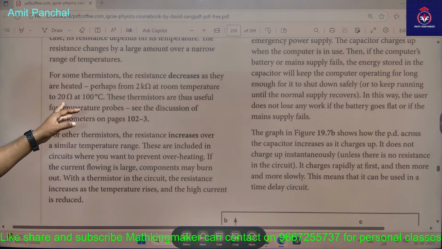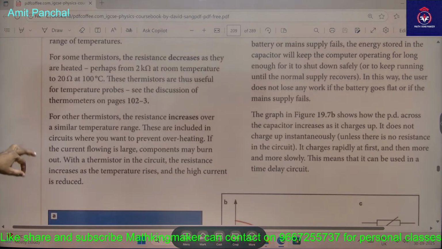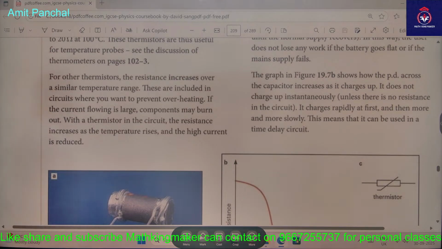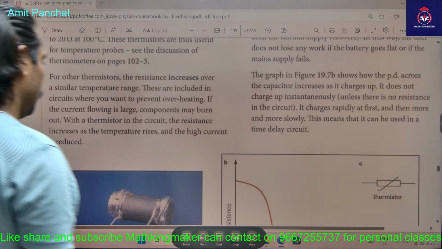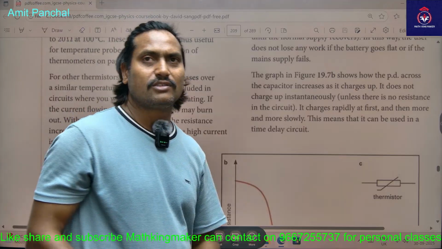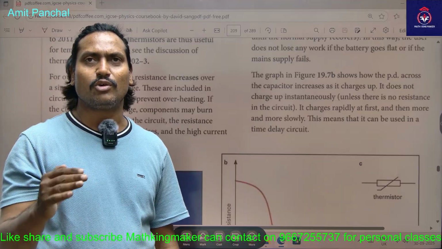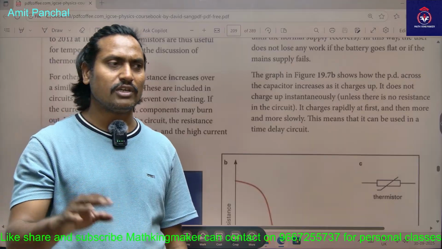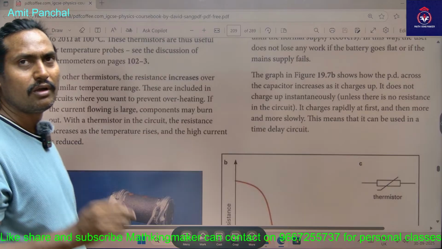So 20 ohm at 100 degrees centigrade, these thermistors are thus useful for temperature probes. See the discussion of thermistor on page number. For other thermistors, the resistance increases, like in your AC, thermistors are used. As the temperature is above a certain range, then it operates automatically. It allows the circuit to flow the current, and it again switches on the outer unit.